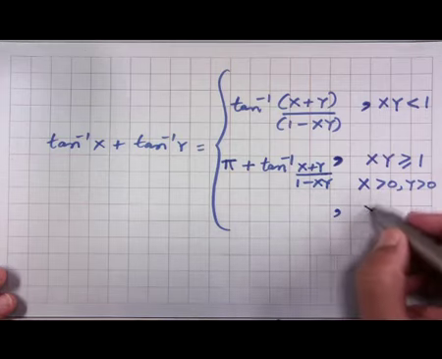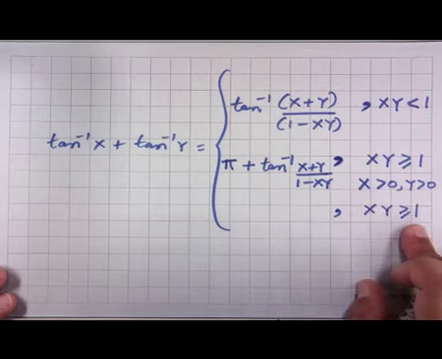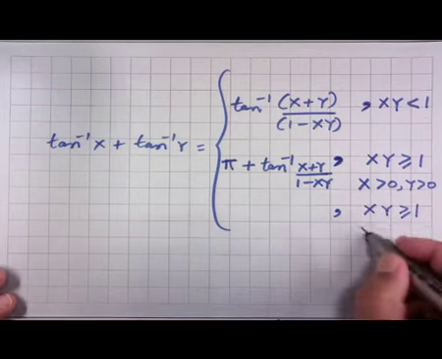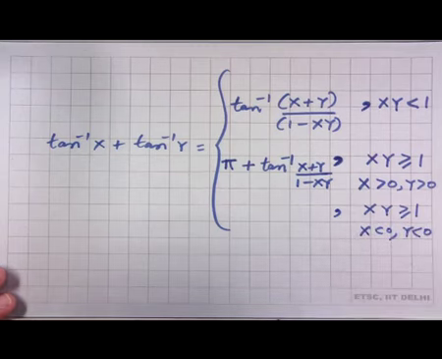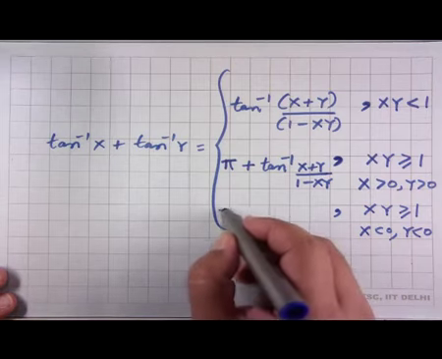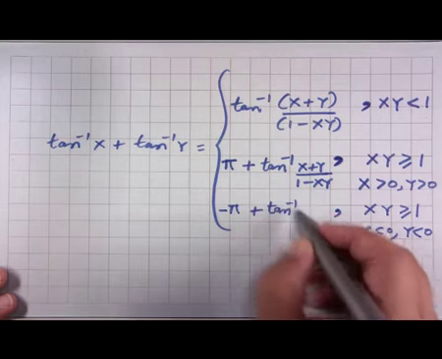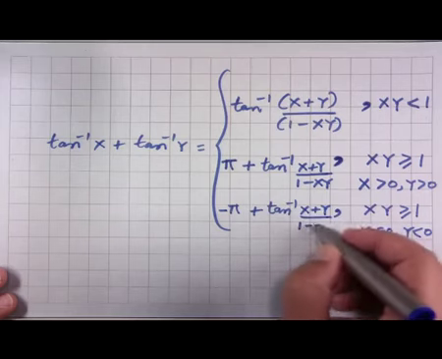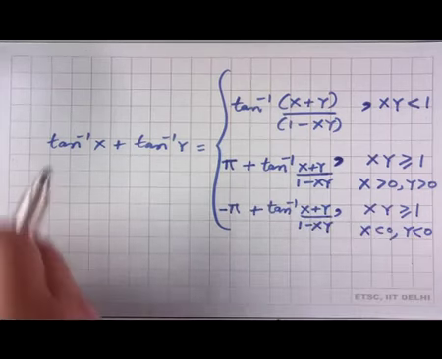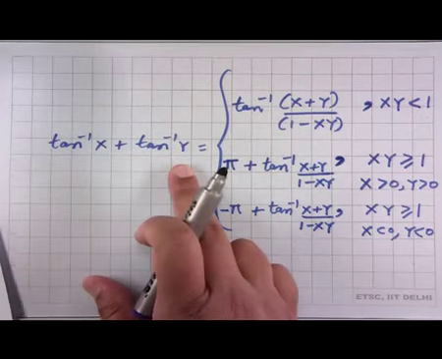And the third case is when, again, the product xy is greater than or equal to 1, but both x and y are negative, and in that case the expression is minus pi plus tan inverse of x plus y over 1 minus xy. So now, in order to use this formula, we have to check these conditions.